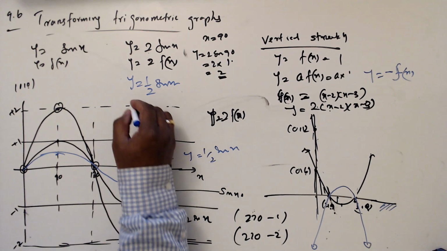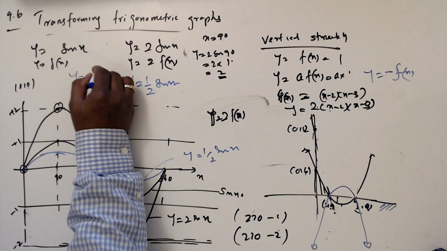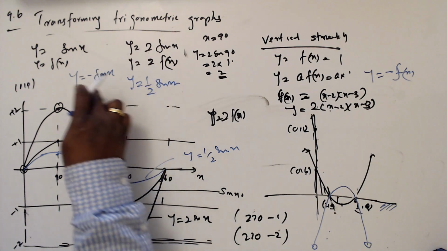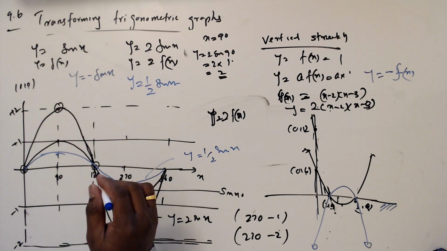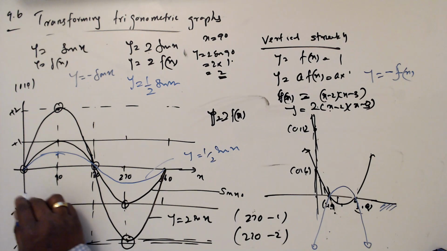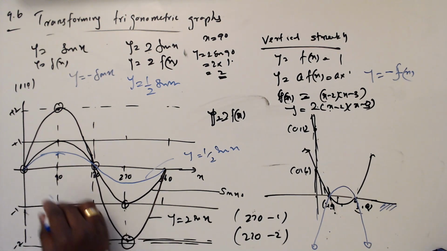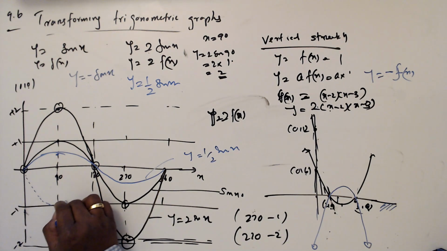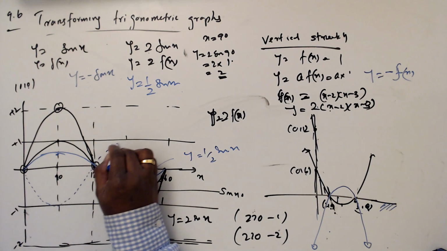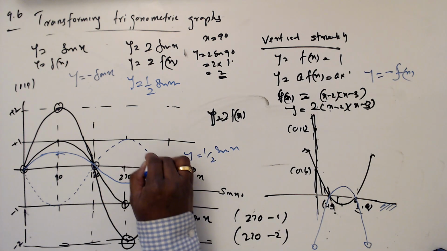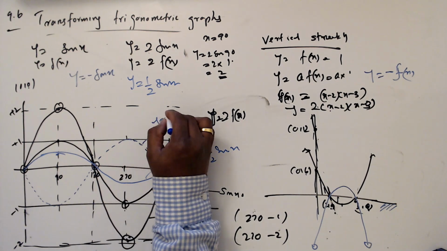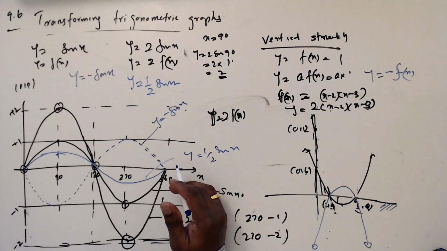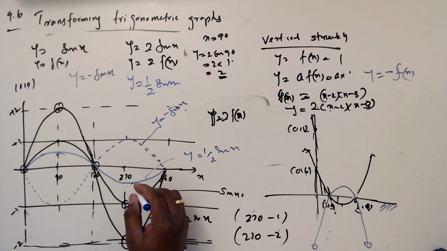In the same way, y equals minus sin x. So this a value becomes not 2 or not half, but minus 1. Then what will happen? This is the sine curve. All the positive y values become negative y values, and negative y values become positive y values. So this is y equals minus sin x. In other words, it is a reflection of y equals sin x.